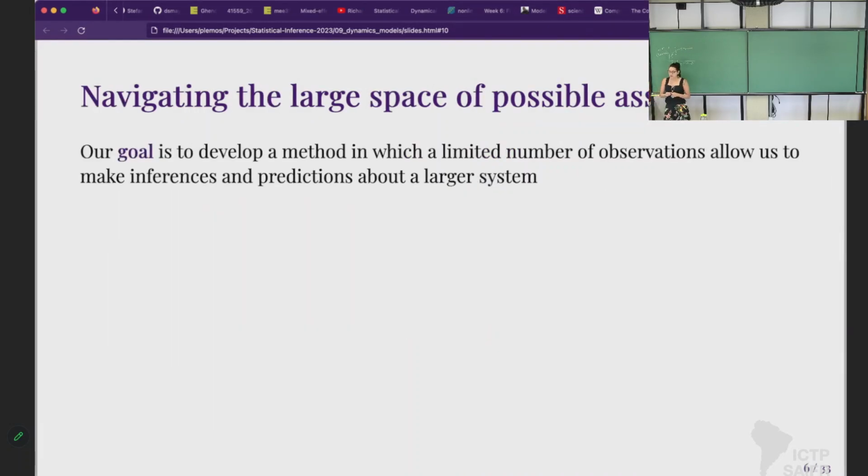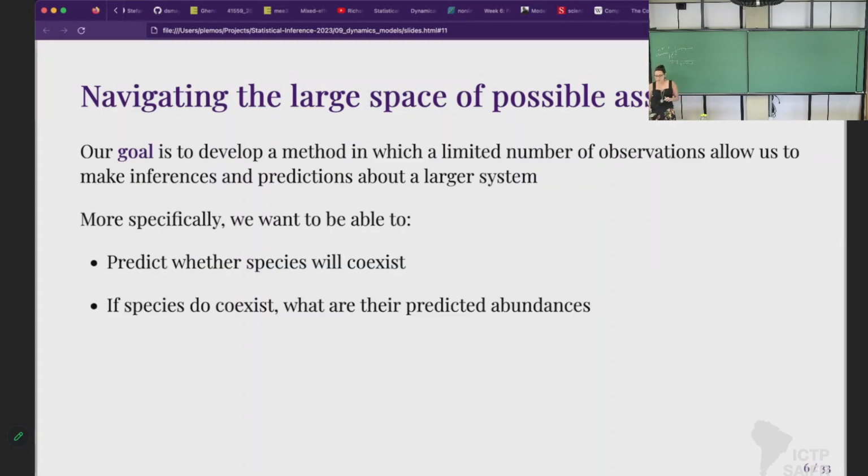So how do we navigate this large space of possible assemblages? Our goal here today is to develop a method in which we can take a limited number of observations from a pool of diverse communities and make inferences about larger communities. More specifically, we want to predict whether or not species are going to coexist based on a limited number of experiments, and if they do coexist, whether we can predict their abundances.